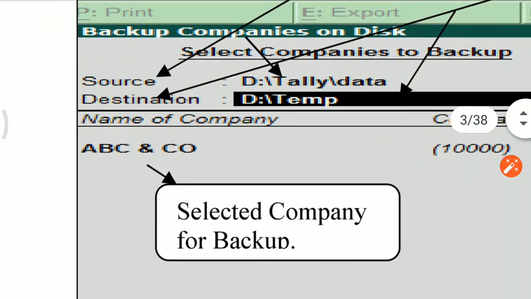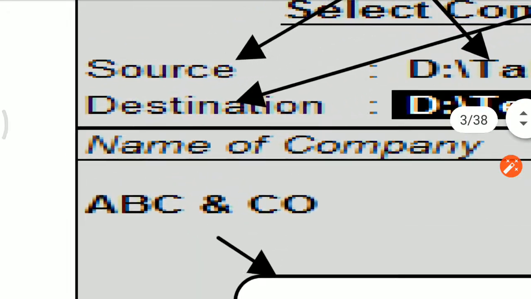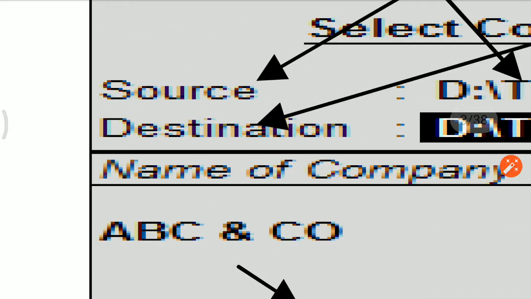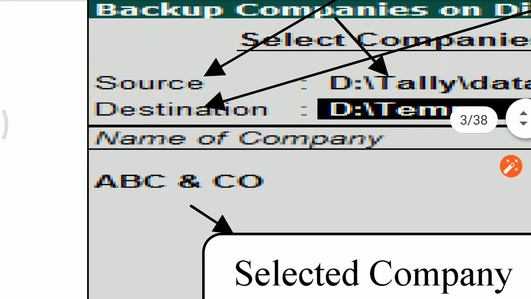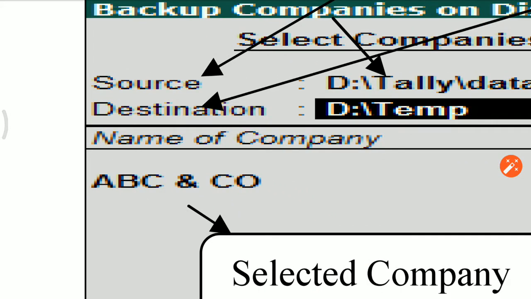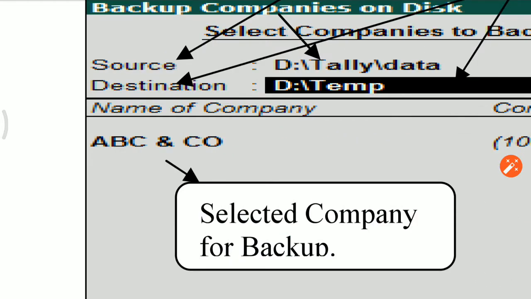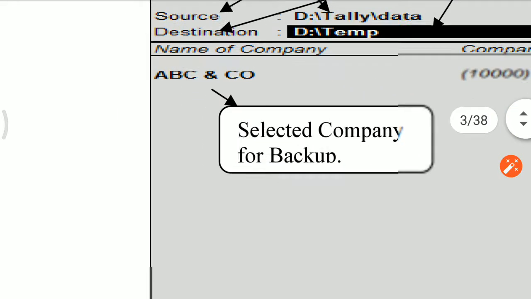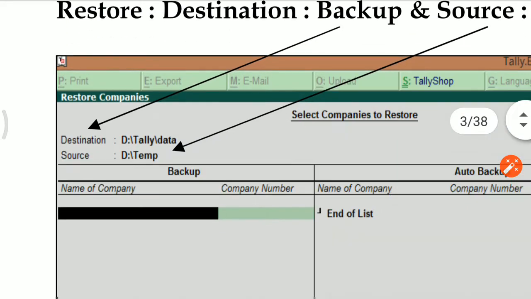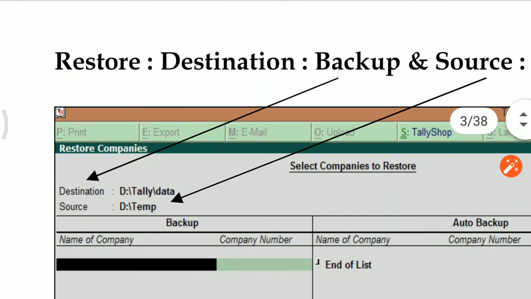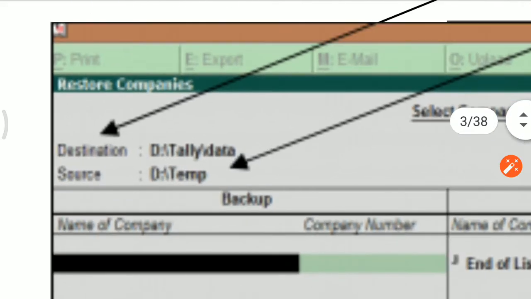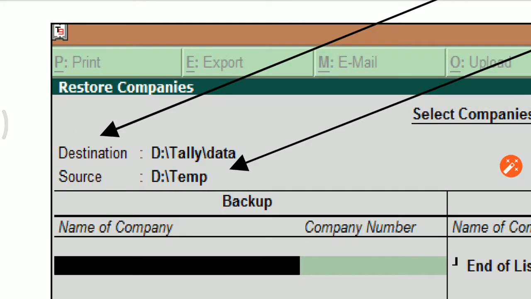Please note that the words are: first is source, second one is destination. Source means where your original data is saved, and destination means where you want to save your data, that is backup data. Next one is restore. In restore, different option means you have to first give destination.